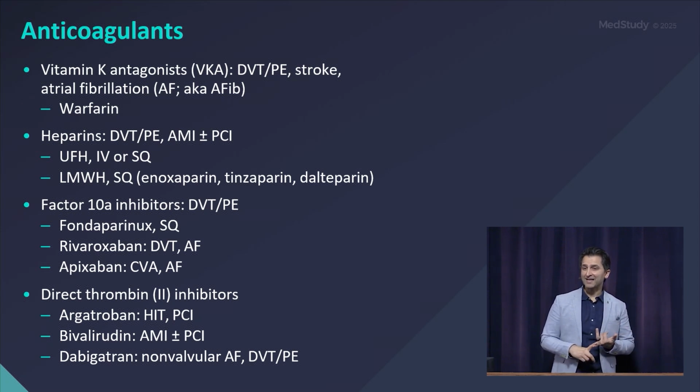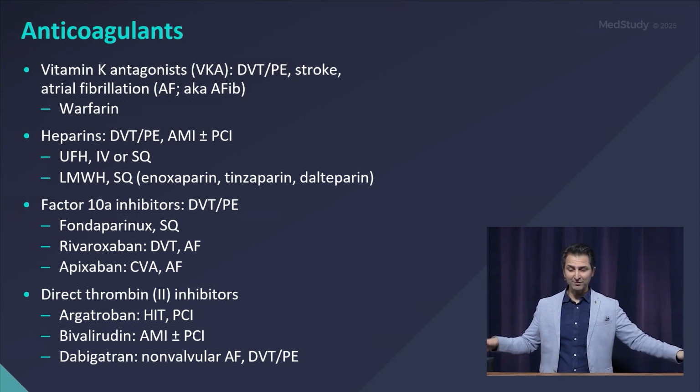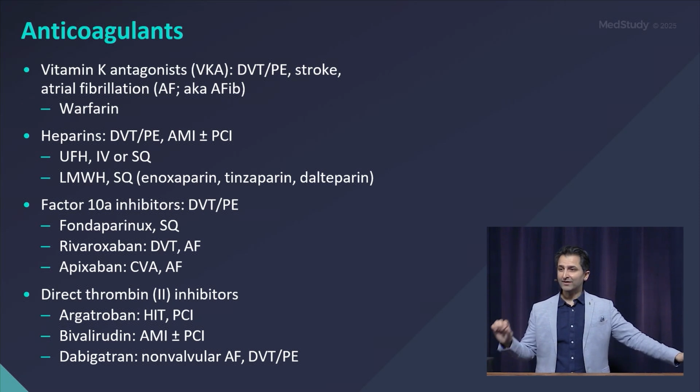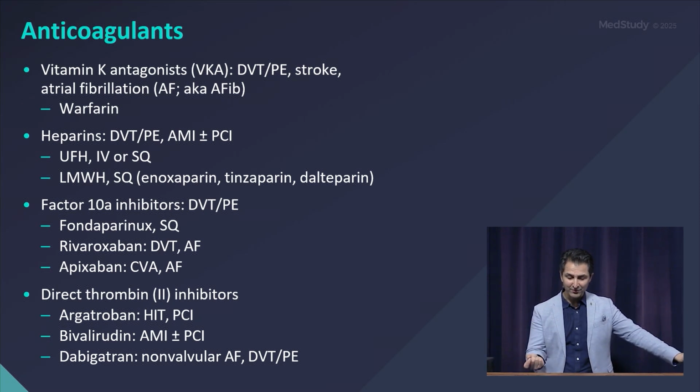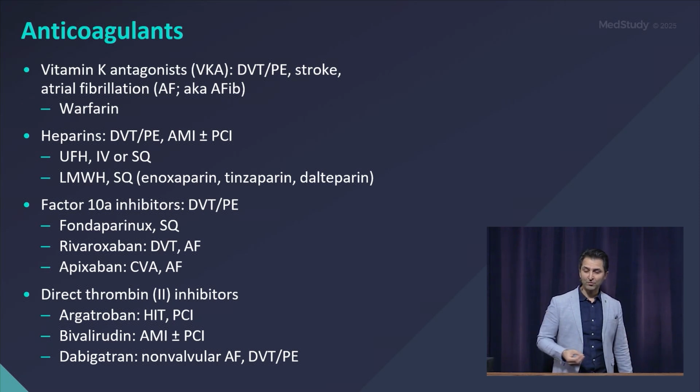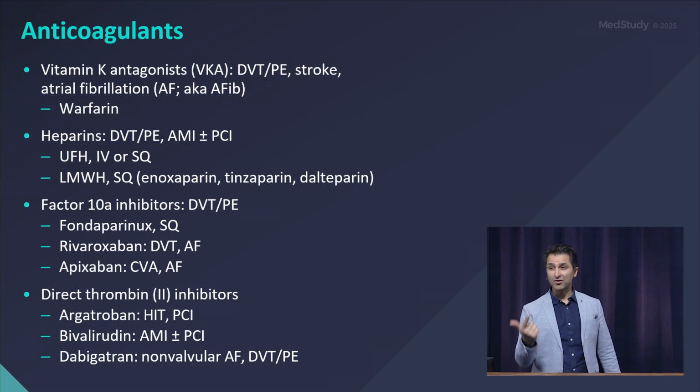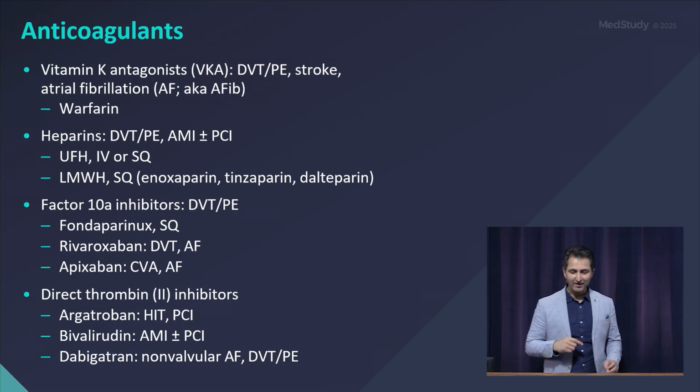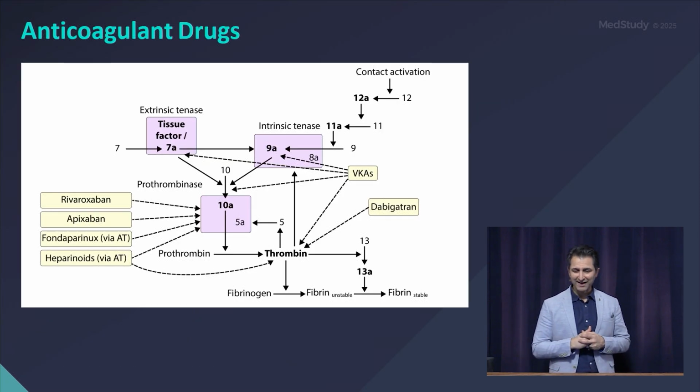We have vitamin K antagonists like warfarin. We have our heparins and low molecular weight heparins. And then we have our direct oral anticoagulants, our factor Xa inhibitors, and our direct thrombin inhibitors. And we have our parenteral drugs in these categories too, like fondaparinux, which is an injection Xa inhibitor, and argatroban, which we discussed in HIT, which is a parenteral thrombin inhibitor. So it's important to organize these drugs into their proper class based on mechanism of action.